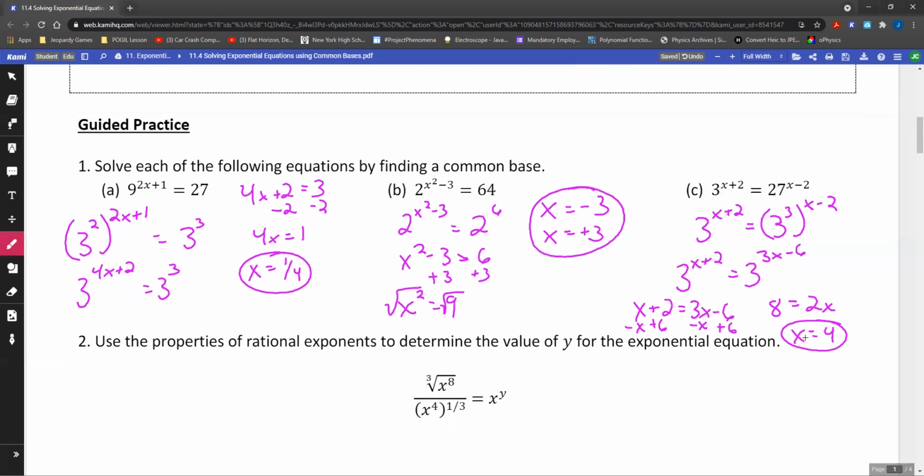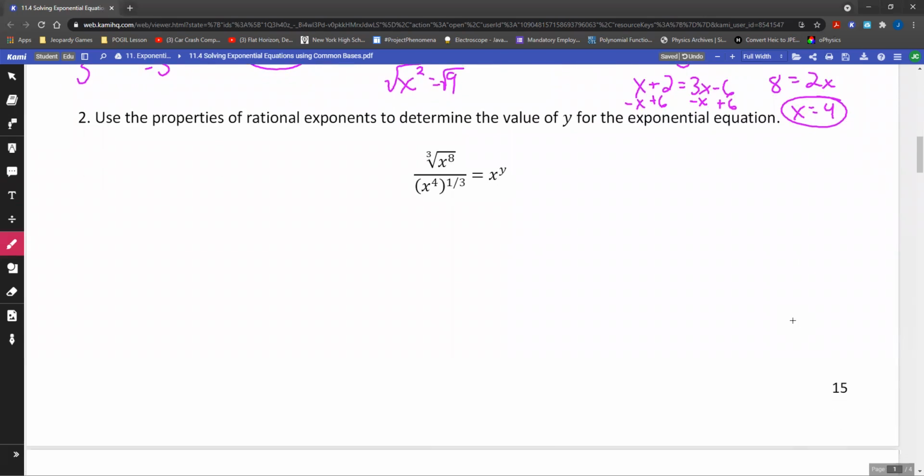Scrolling down to number 2. So this one's a little bit trickier. So here we're actually solving for y, and we're now dealing with these weird rational exponents. So the top number, the way that we're going to set it, the power on x is 8. So in my exponent, it's going to be a numerator of 8. The root is 3, so that's going to go in the denominator. The number on the bottom, I'm going to use the power rule and multiply those two numbers to get 4 divided by 3.